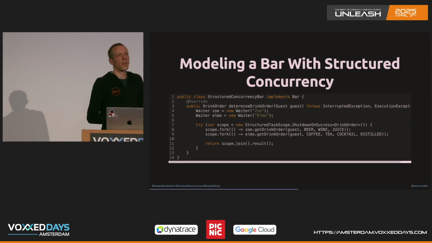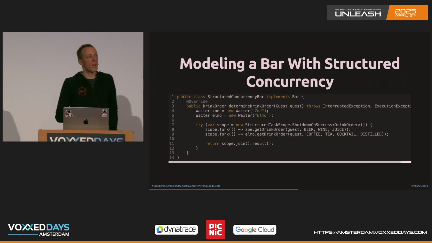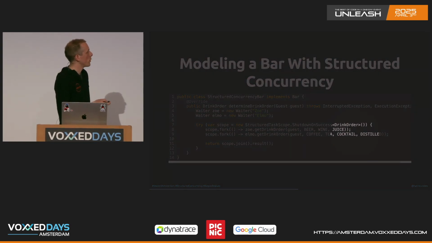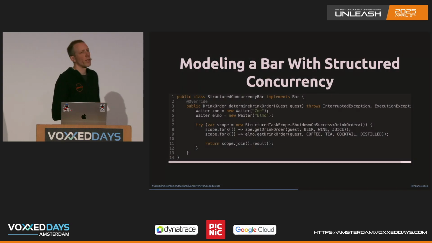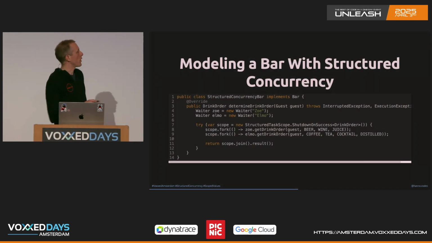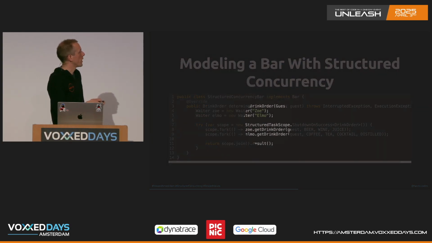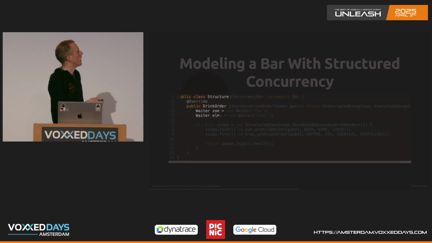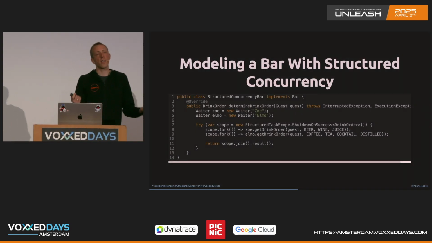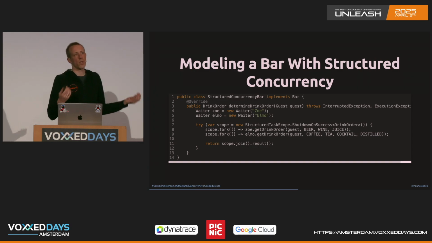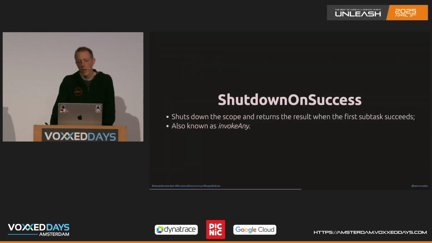listing it? Shutdown on success says, I'm starting up another structured task scope, but this one will shut down when something is successful. So that means that 2 waiters are asking for drinks, and they are listing all these categories, and if the preference of the guest is the same as the drink that they listed, this method will return get drink order, and it will be available through the result of scope.join.result, and a drink order will be returned. It's the exact same behavior, but it will shut down on success instead of on failure.